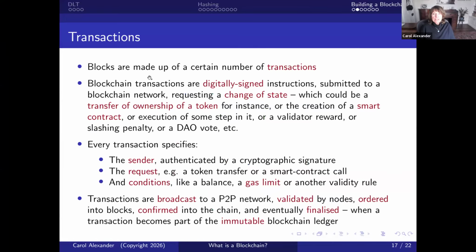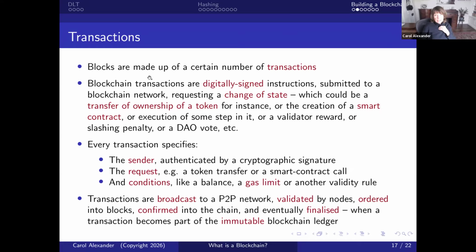So blocks are made of transactions. We've already looked at transactions in a very broad sense: any action that changes the state of the blockchain. And in blockchains, these transactions need to be digitally signed. We're going to be looking at that in lecture 2, where the private key is used to sign a transaction to authorize it, and then the blockchain needs to authenticate that actually it was the right person who signed it. And this signed transaction is submitted to the network.